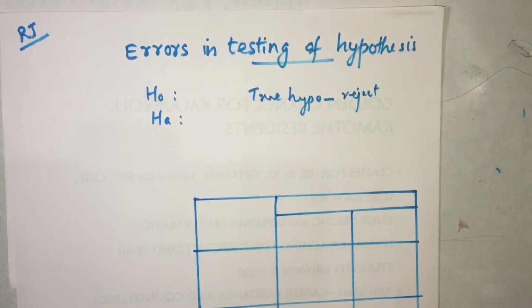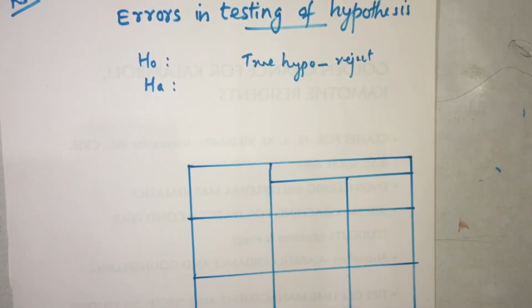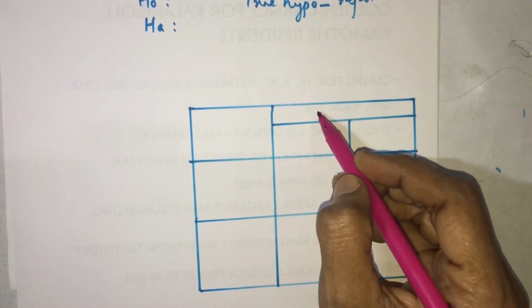Then the second one is a true hypothesis is accepted, which is a correct decision. Third is a false hypothesis is rejected. That is also a correct decision. And the fourth one is a false hypothesis, but we accept that. So these are the four kinds of outcomes we may have while doing a testing. In simple sentence, while doing a testing, some decisions we take.